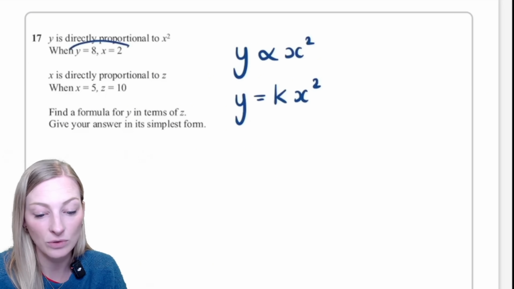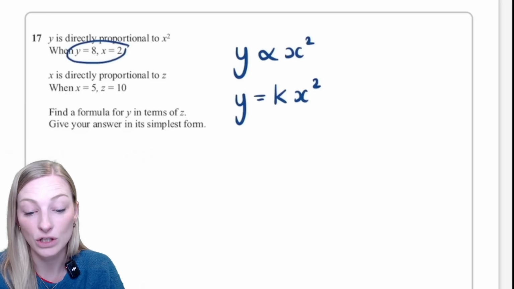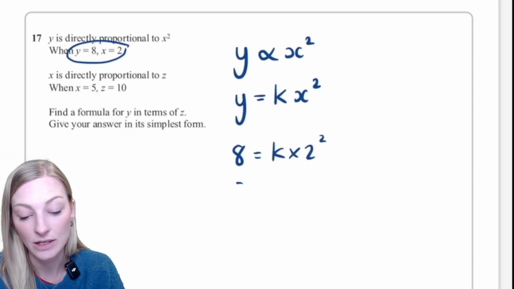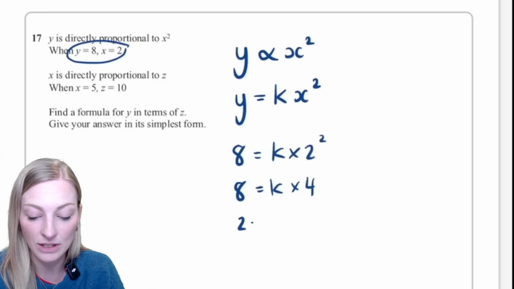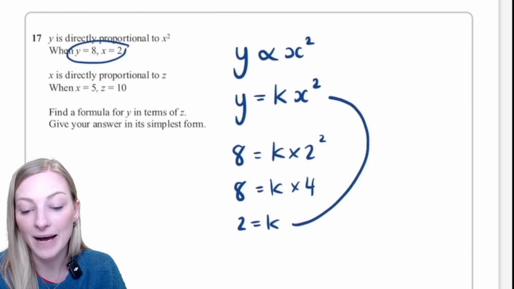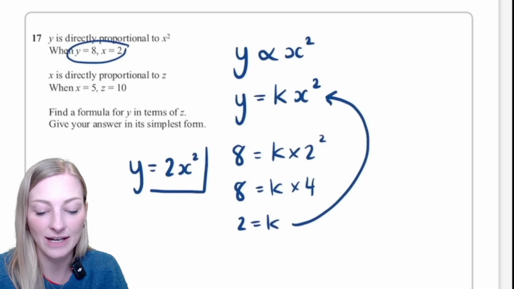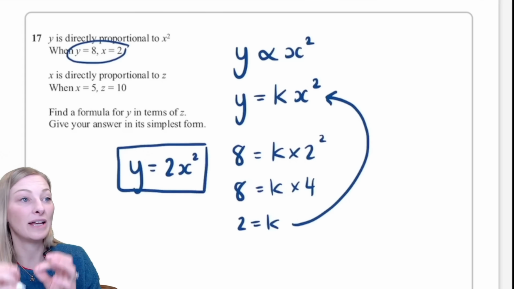In this case, they've told us that when y is 8, x is 2. So 8 equals k times 2 squared. So 8 is k times 4. Dividing both sides by 4 tells us that 2 is k. We go back to the second thing we wrote, and we now know that y is 2x squared, and that is our formula connecting y and x.